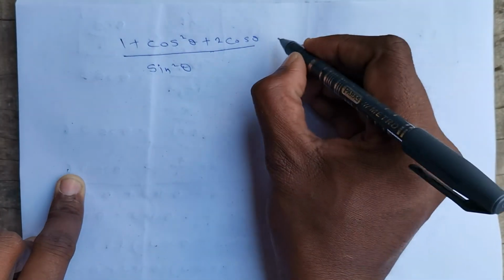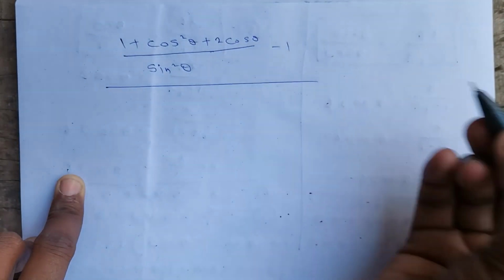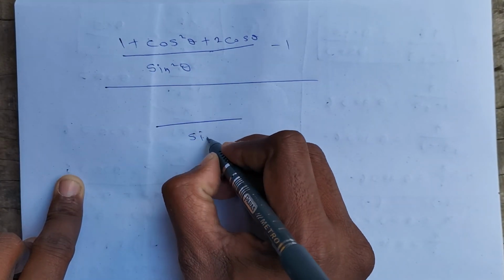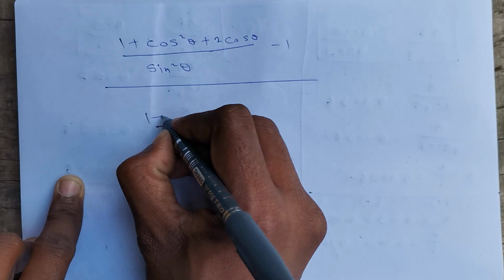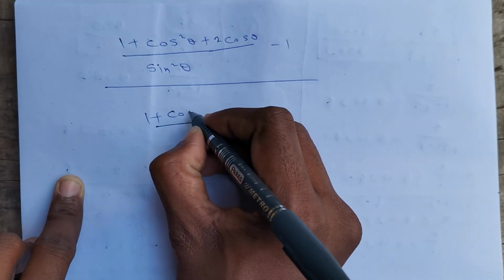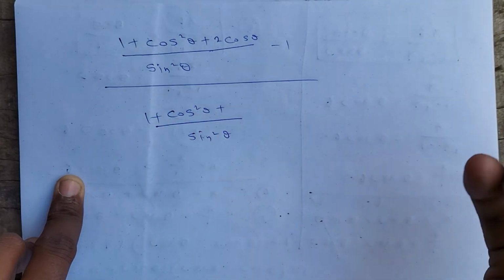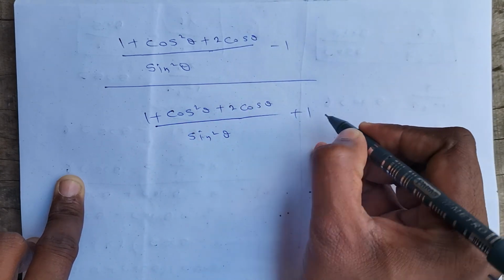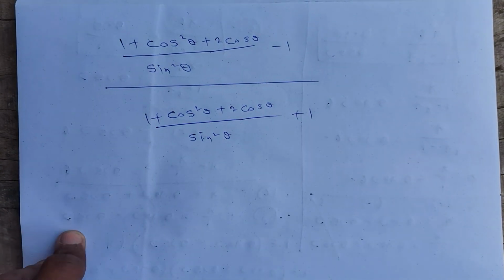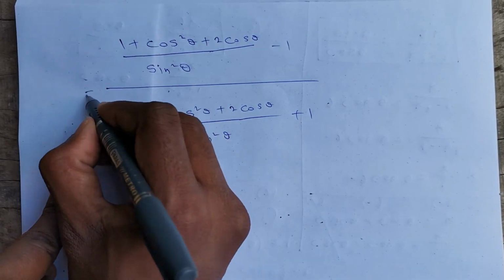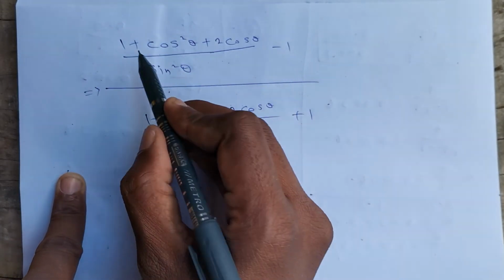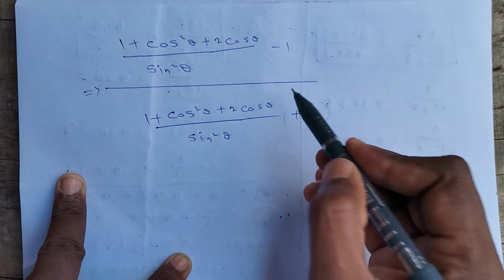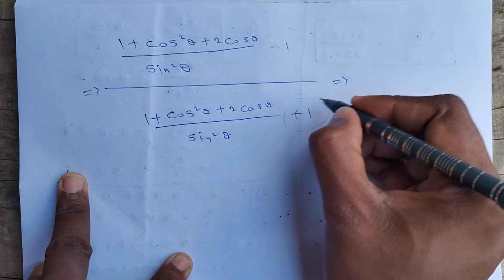Here one extra minus 1 is there, so that stays as it is, whole divided by, in the denominator also the same. All the denominators are equal, so sine square theta as it is, adding all the numerators 1 plus cos square theta plus 2 cos theta, and in the denominator part an extra plus 1 is there, so I am writing that as it is. So now if we observe clearly, only this part doesn't have a denominator, so I will multiply it.